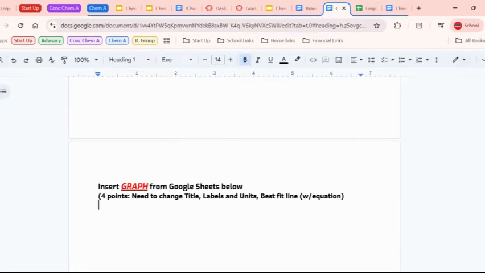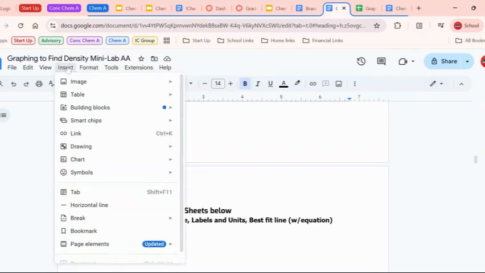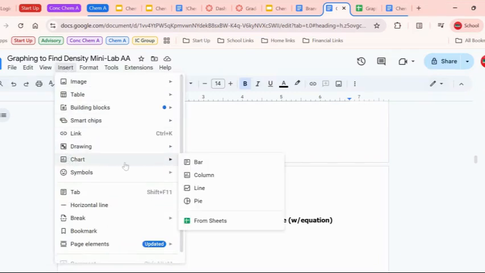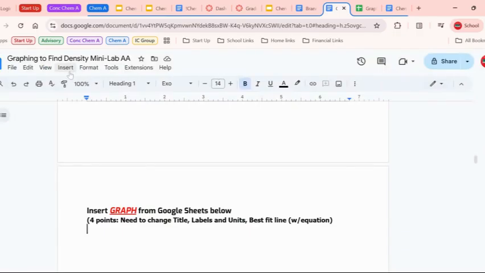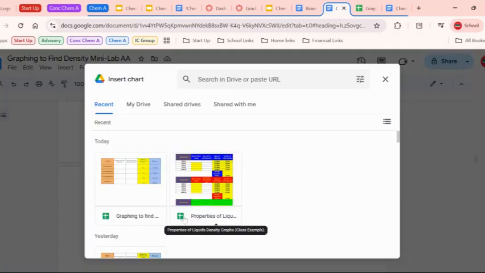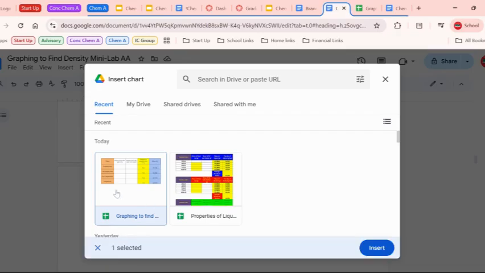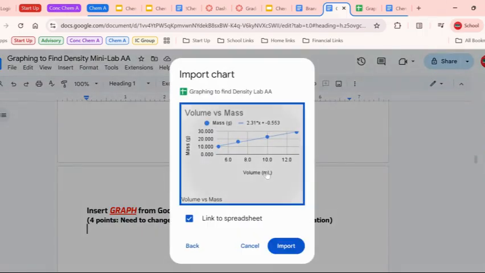I get my cursor right underneath where it says 4 points. I come up to my ribbon at the top where it says Insert, Chart from Sheets. Click on it. For those who missed that, Insert, Chart from Sheets. Click on the graph in the upper left-hand corner. That should be the most recent graph you are working with. Hit Insert. You have to select this graph.